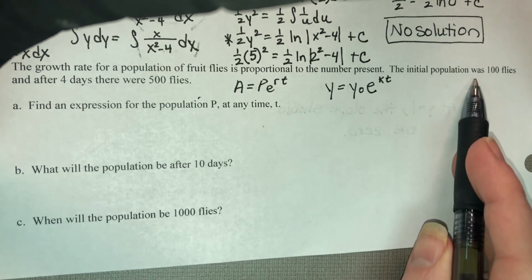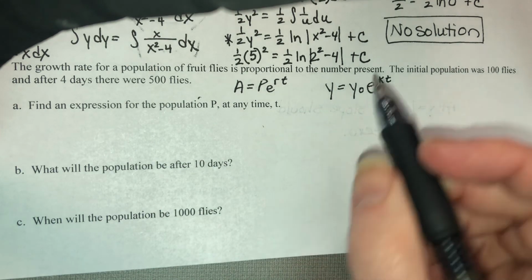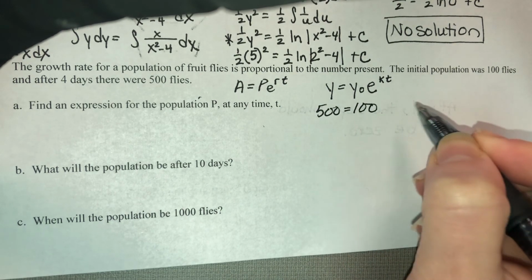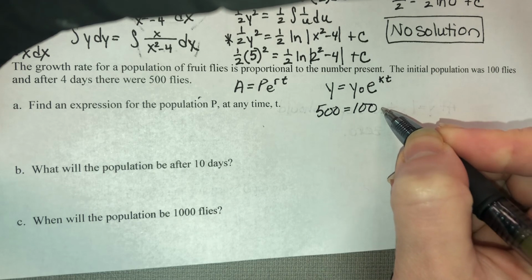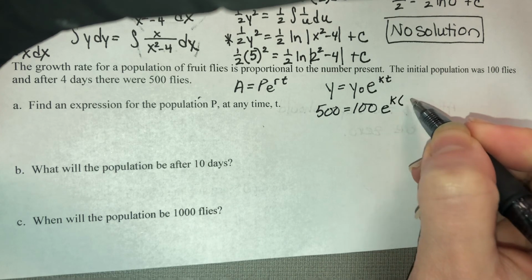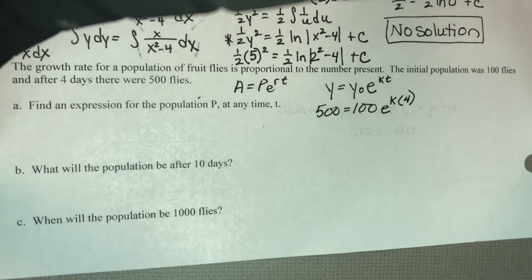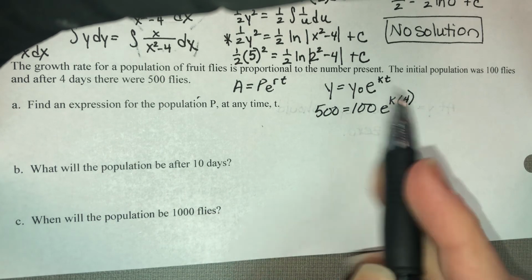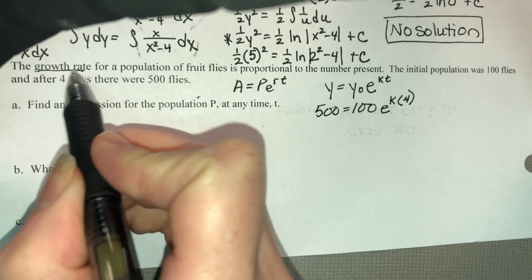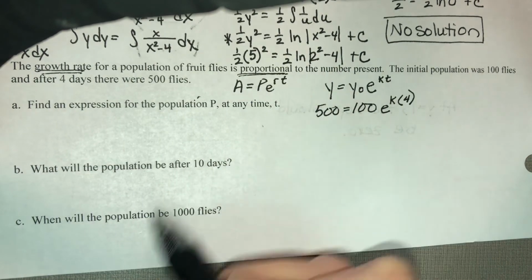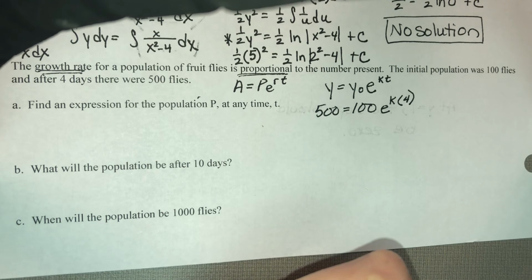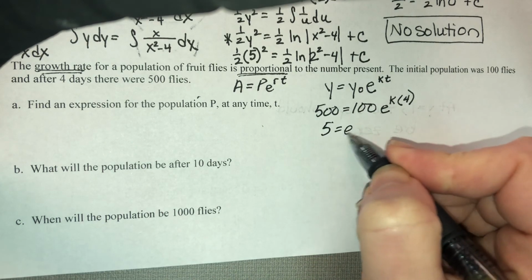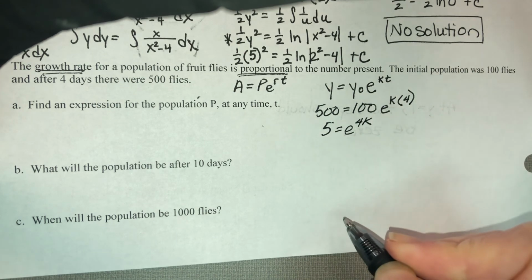The initial population was 100 flies. So we end with 500. We start with 100, and then e to the k times 4 days for time. So this equation will allow us to solve for that growth rate. We're trying to find that growth rate for this proportional relationship. So we divide by 100 on both sides. 5 equals e to the 4k power.